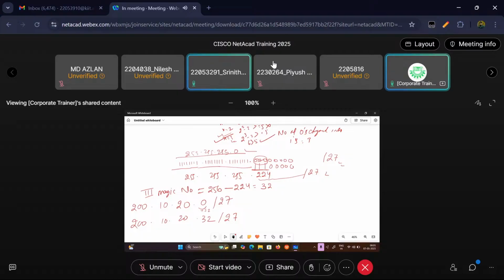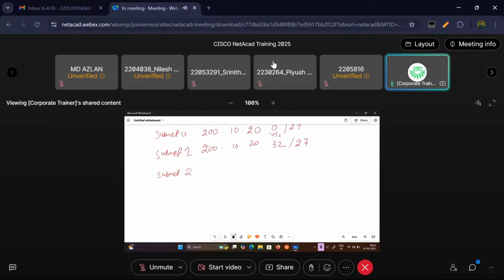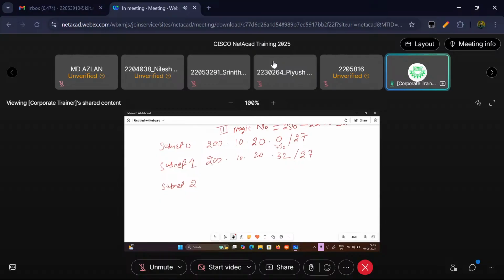So bits are understood. How many network bits? The total 24 bits is here, and these remaining 3 bits I have made fixed. These 3 bits become fixed, guys. Now you cannot change them. So basically this value is /27. That is the new CIDR value of the new subnetted network. Now subnet 1, if I see, is 32.